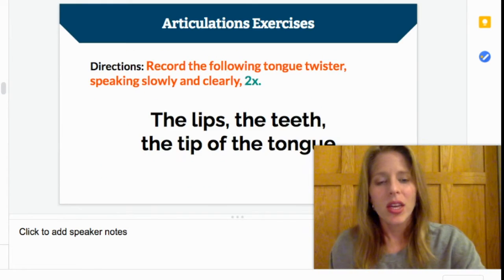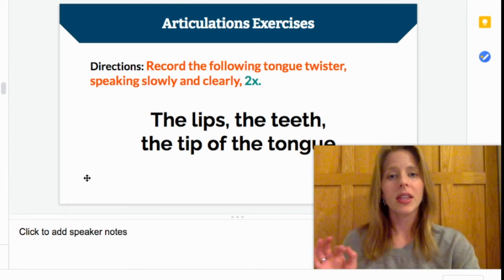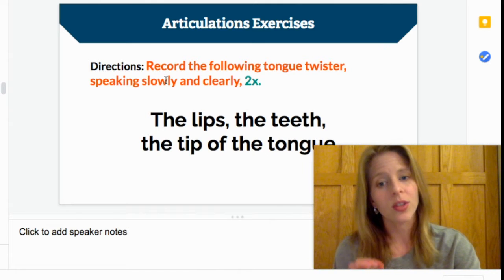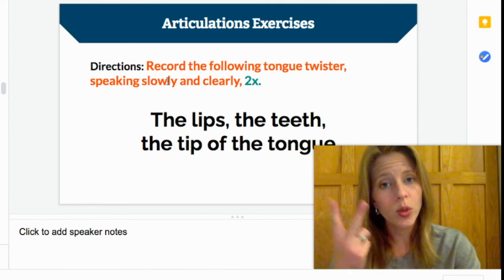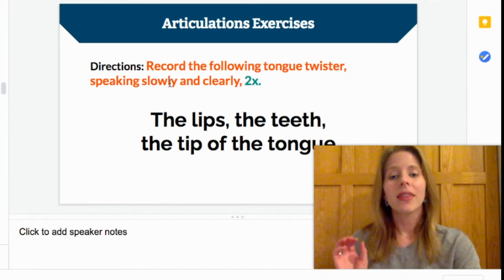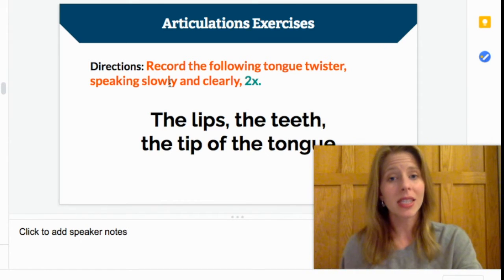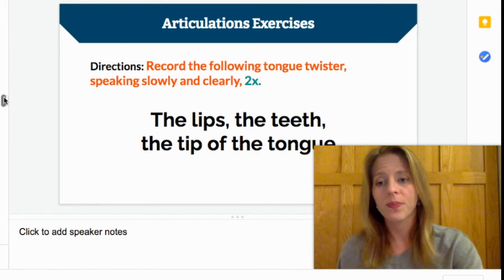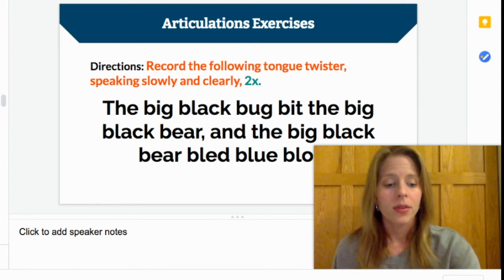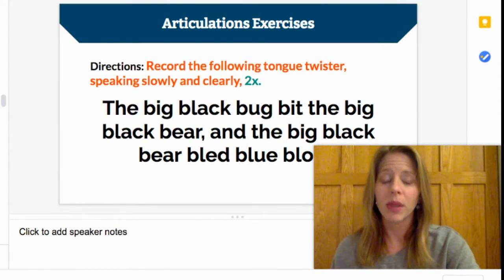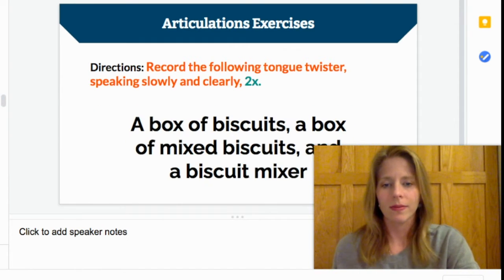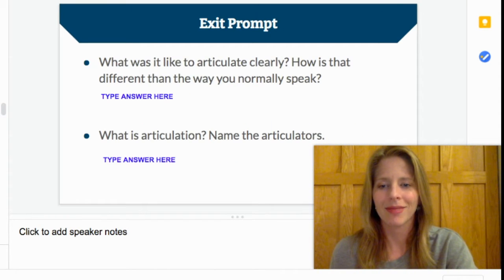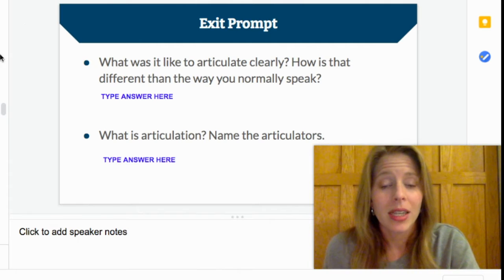You're going to be doing the following tongue twisters. The lips, the teeth, the tip of the tongue. As you see in the directions, it says, record the following tongue twister, speaking slowly and carefully 2 times. So I would say, the lips, the teeth, the tip of the tongue, the lips, the teeth, the tip of the tongue. Then I would pause my Flipgrid and go to the next one. We have 4 more. The big black bug, he thrust his fists, and a box of biscuits, followed by Trix trench tweed, etc. Then you have 2 questions as your exit prompt.